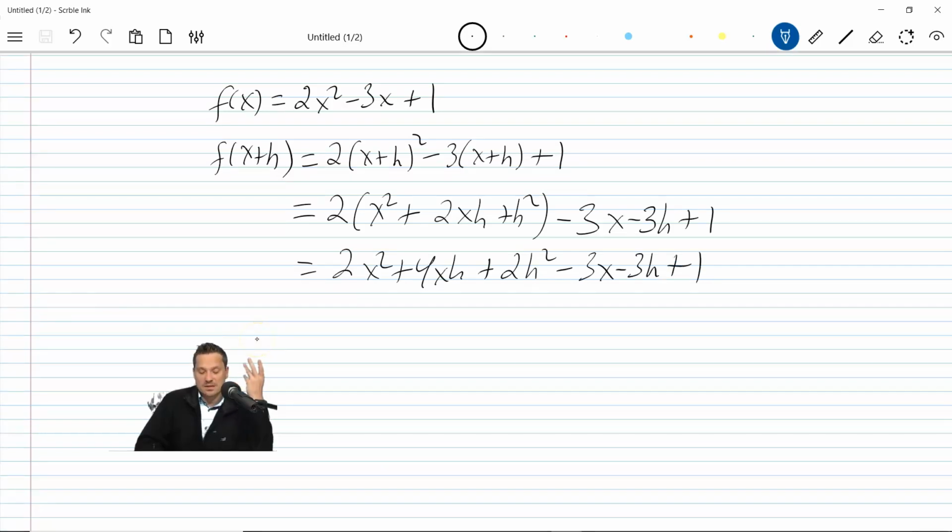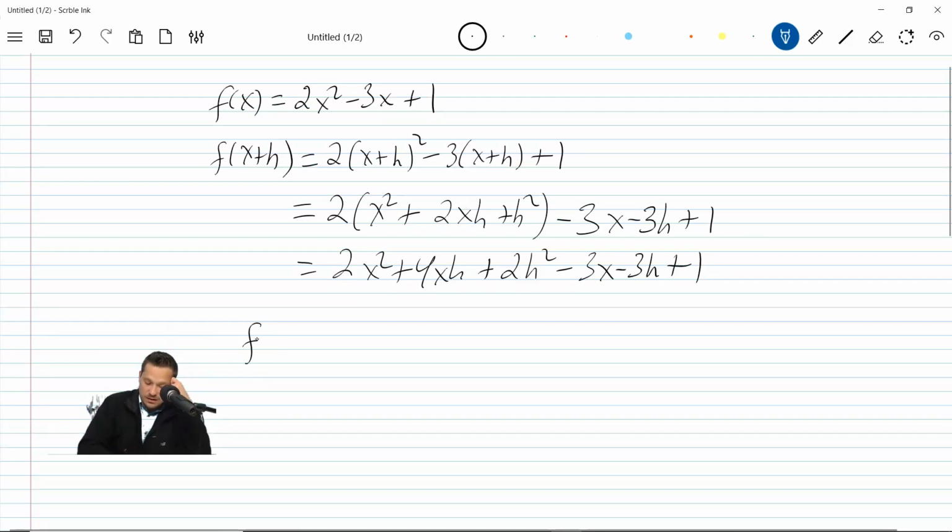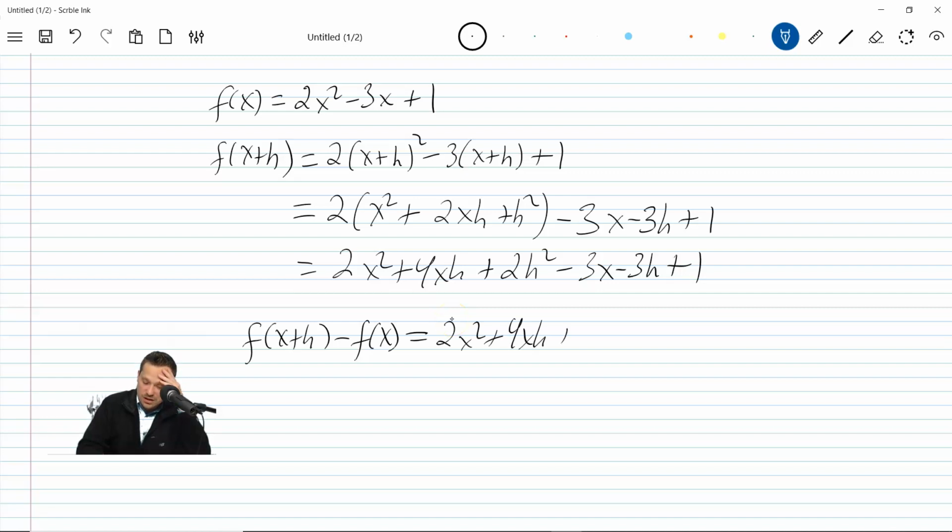The next piece of the difference quotient would be to compute this quantity right here, which is f of x plus h minus f of x. So that means this entire expression from above, and you subtract from it f of x itself. So I'm going to have 2x squared plus 4xh plus 2h squared minus 3x minus 3h plus 1 minus, and then within the parentheses I'm going to put the original function. So that's 2x squared minus 3x plus 1.